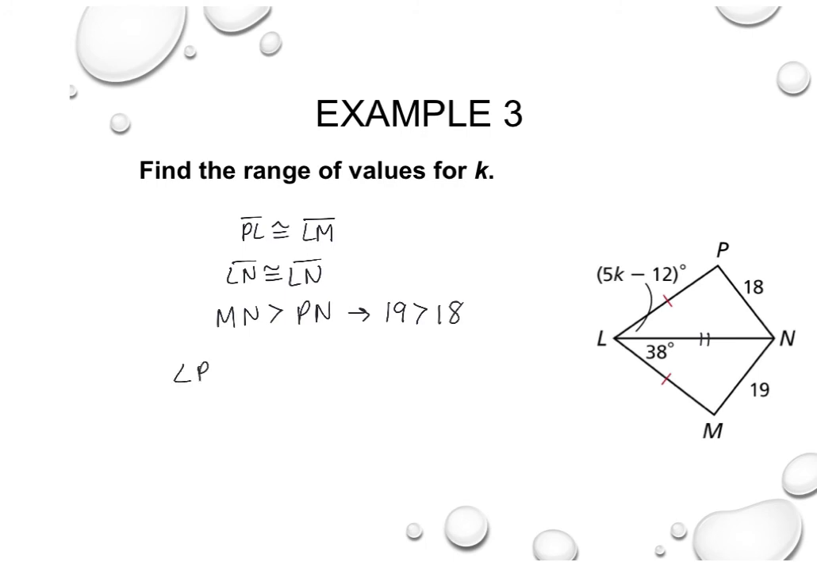So angle PLN, we're comparing to angle NLM. Which one needs to be bigger? NLM. Why? You're right, but why? NM is bigger than PN. Very good. The side across from it, do you see how this 19 is bigger than this 18? So then that angle, that 38, must be bigger than the 5k minus 12. Because of the Hinge theorem. Very good. This is the regular Hinge theorem.